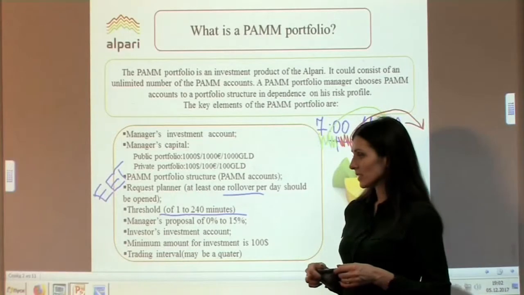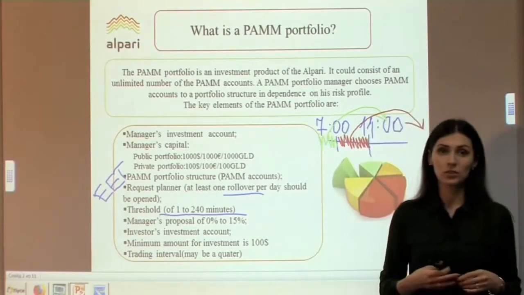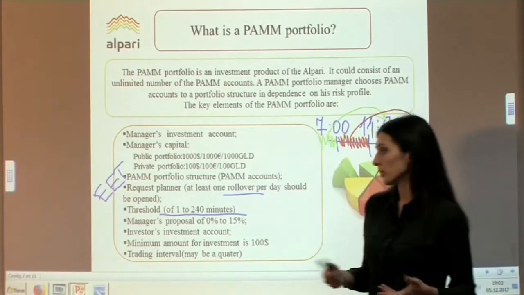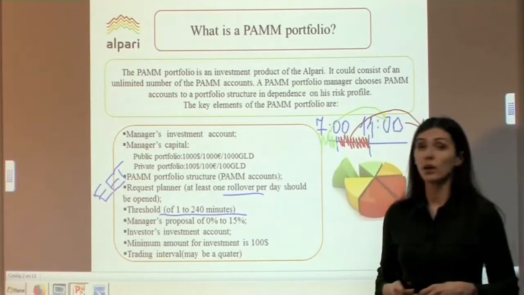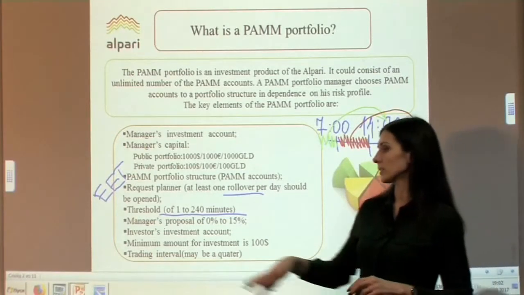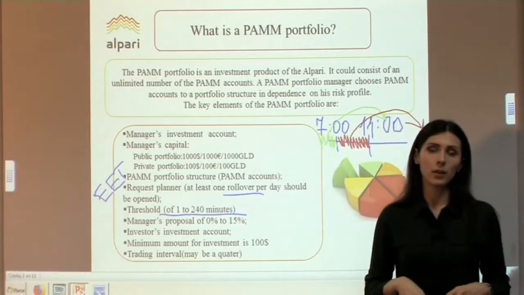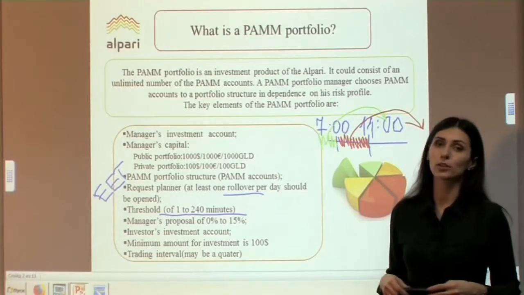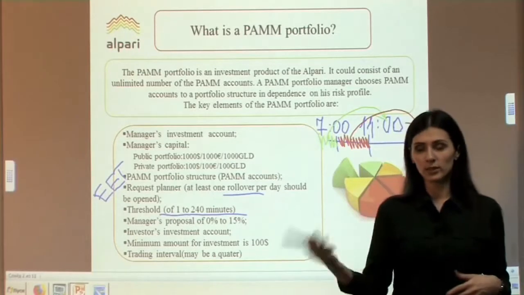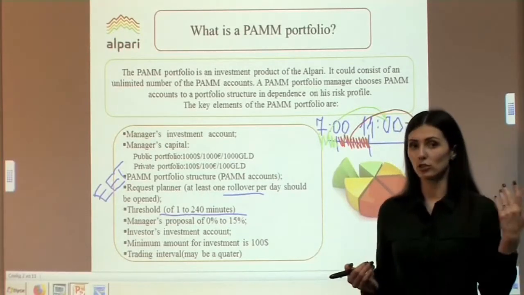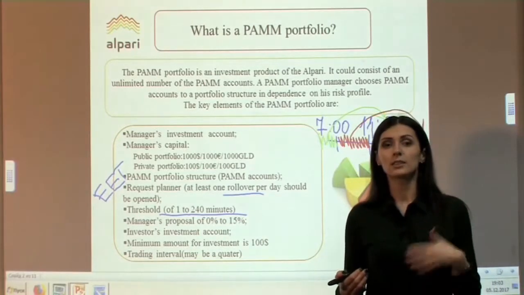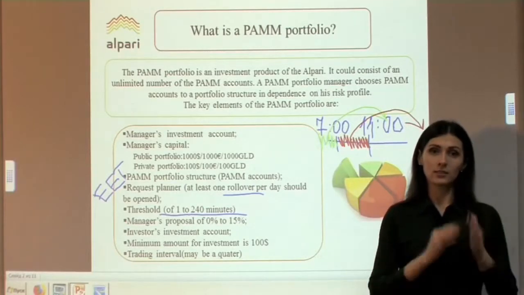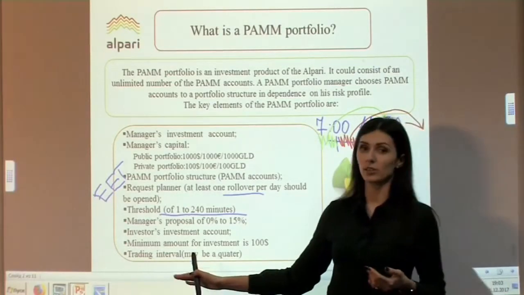Okay, the next element is the investor's investment account. It could be an unlimited number inside the PAMM portfolio, no limitation. The minimum amount for investment is $100. And the last element is the trading interval. It may be a quarter. The trading interval is the period of time after which calculation between manager and investor is made automatically. It means that the manager will receive his remuneration and an investor will get his net profit after the trading interval.